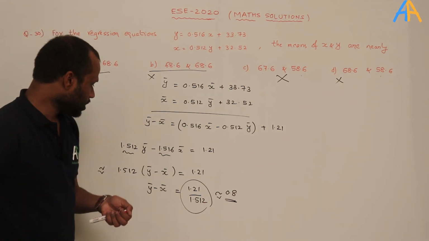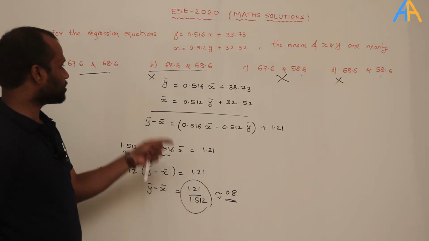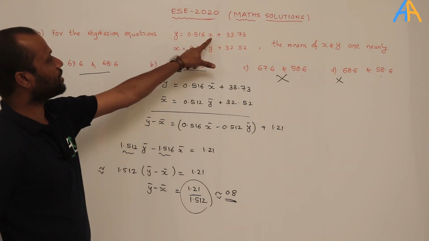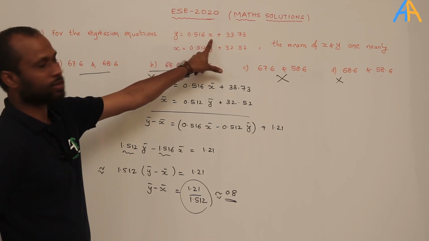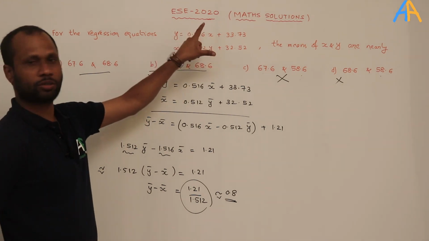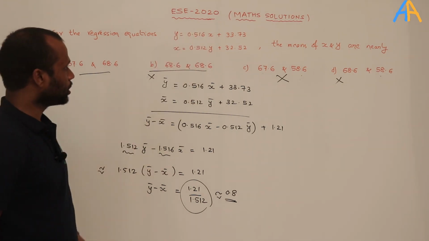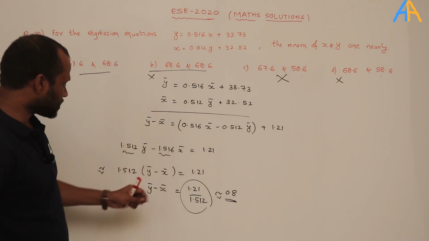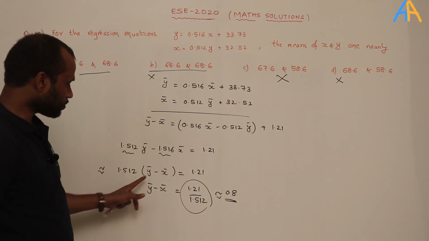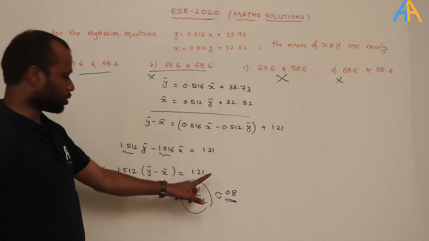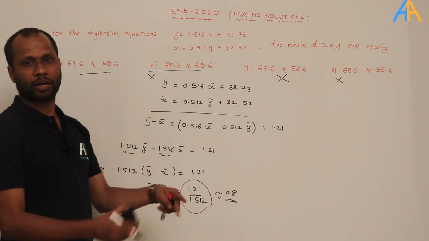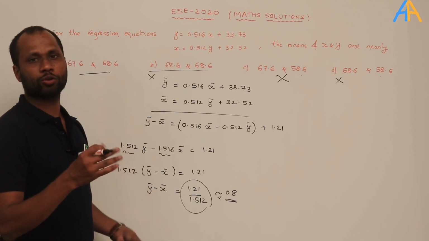So what did I do here? 1.5 is just an approximation, because in one case he has given us equal values. If x bar and y bar are equal, they will not satisfy these two equations, so right away we can throw that out. By negating I arrived at this, approximately 1.512 times y bar minus x bar equal to 1.21. So y bar minus x bar would be approximately 0.8, or they will be separated by close to 1.